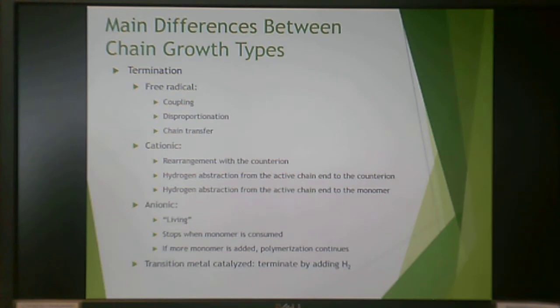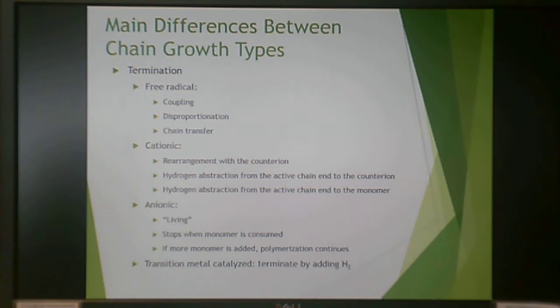In cationic polymerization, you can get rearrangement with the counterion. What that means is your cation, your positive charge, will couple with a negative charge and then kill the chain. You can also get hydrogen abstraction from the active chain end to the counterion. That kills the catalyst. Or you have hydrogen abstraction from the active chain end to the monomer. So that also kills the polymerization.